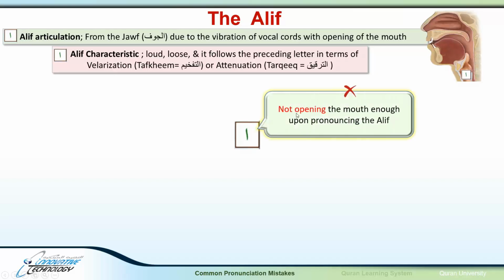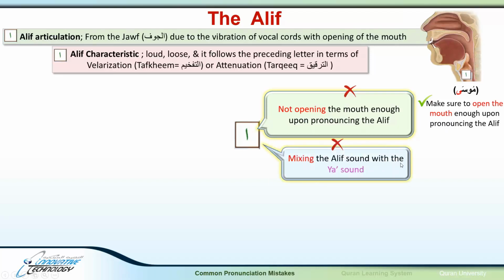The first mistake is not opening the mouth enough upon pronouncing the alif. Let's take an example: Musa. If we don't open the mouth with the alif here, it will sound like this. The proper way is like this. So you have to make sure to open the mouth enough upon pronouncing the alif. The mistake, Musa. The proper, Musa.